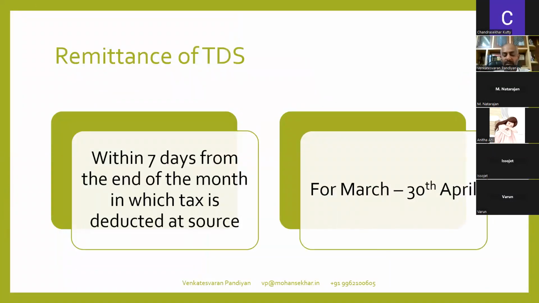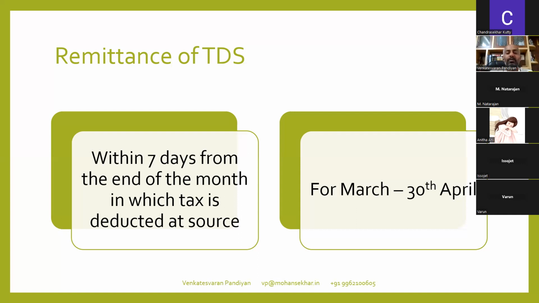Okay, so now we saw three components: we saw remittance, then we saw filing of statement, then we saw issue of certificate. So remittance, when should you remit? In all cases, it is within 7 days from the end of the month in which tax is deducted. So we are currently in November. If we deduct tax in November, we have to remit the money by 7th of December.